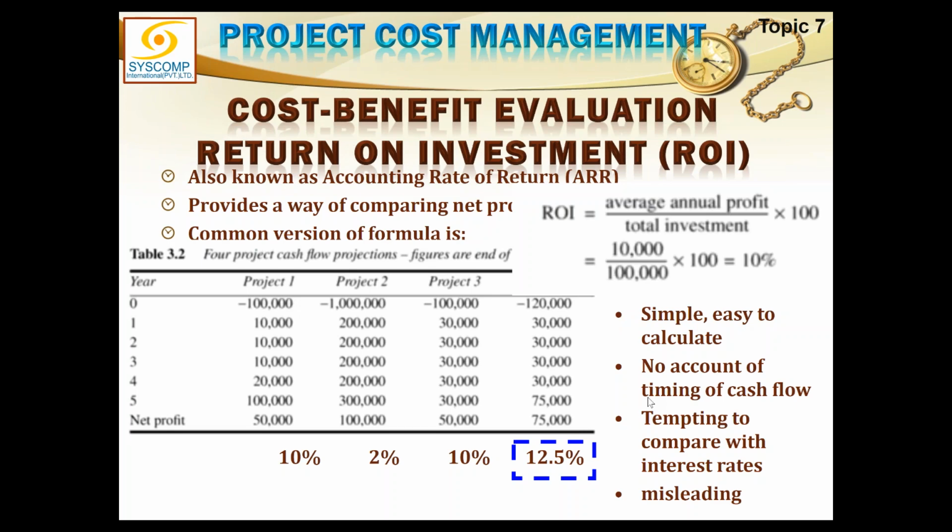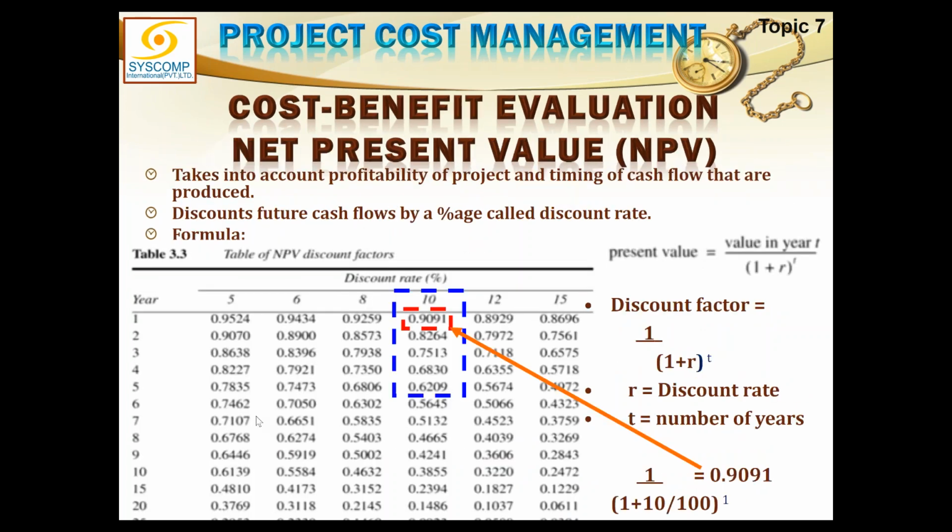You can remember this formula. Otherwise, basically, this is nothing to remember. You can always do it by yourself. You don't have to apply any formula. But if you want to remember the formula, it is average annual profit divided by the total investment into 100. Okay, now the things are going to get interesting. Net present value. Before you can understand that, let us first talk about what is compound interest.